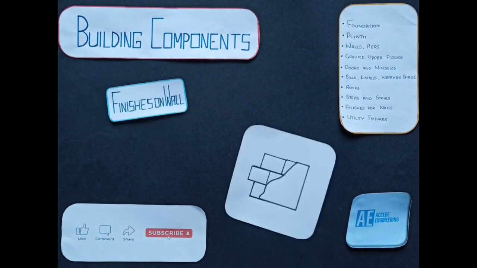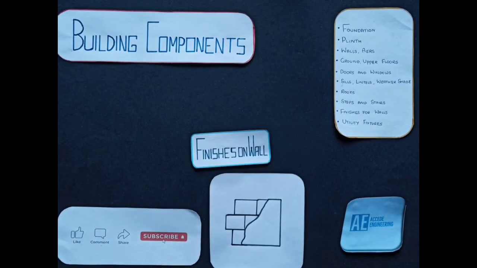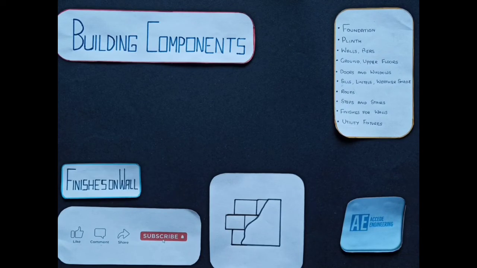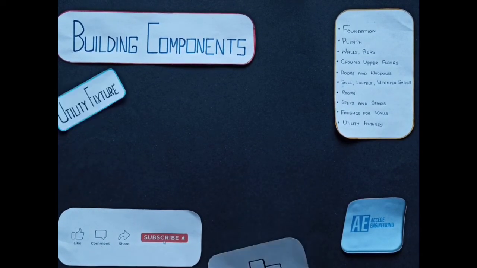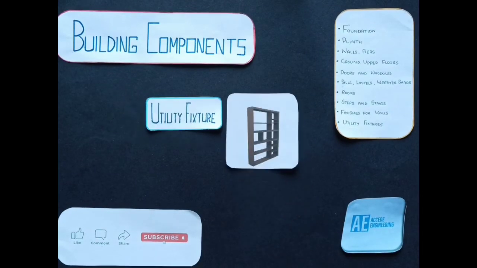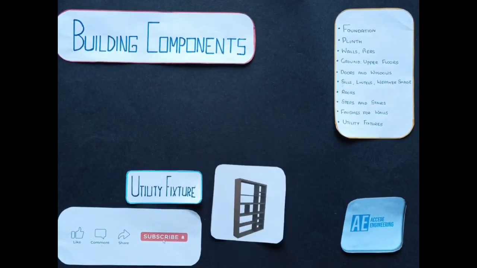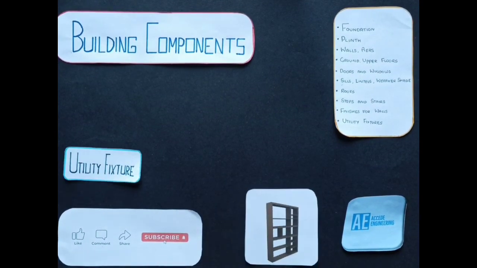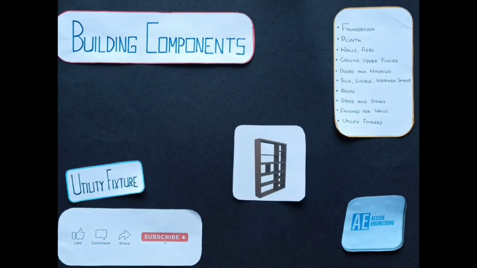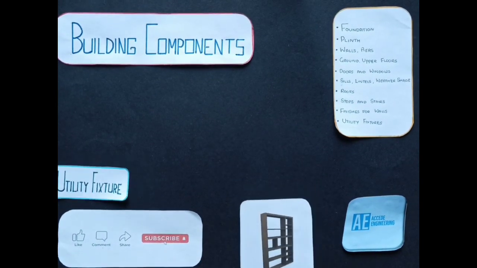And the next is finishes for walls. Finishes of several types such as pointing, plastering, painting, distempering, decorative color washing, etc. are applied on the walls. And the last one is utility fixtures. These are built-in items of an immovable nature, which add considerably to the utility of a building and hence termed as utility fixtures. The most common of such built-in fixtures are cupboards, shelves, gas stoves, etc.